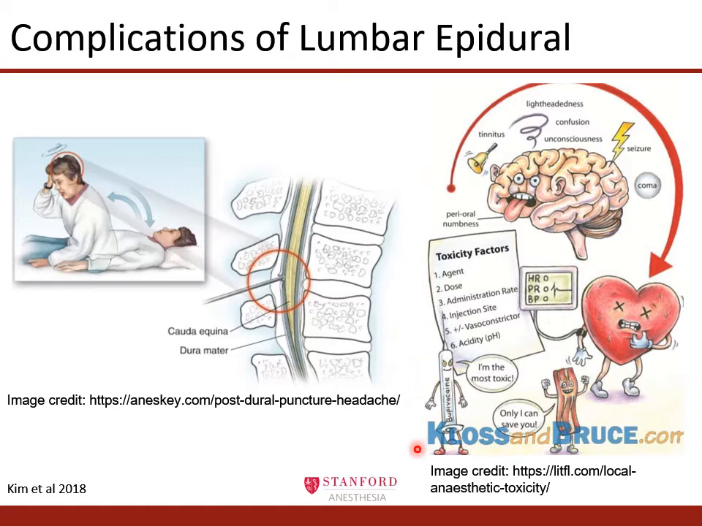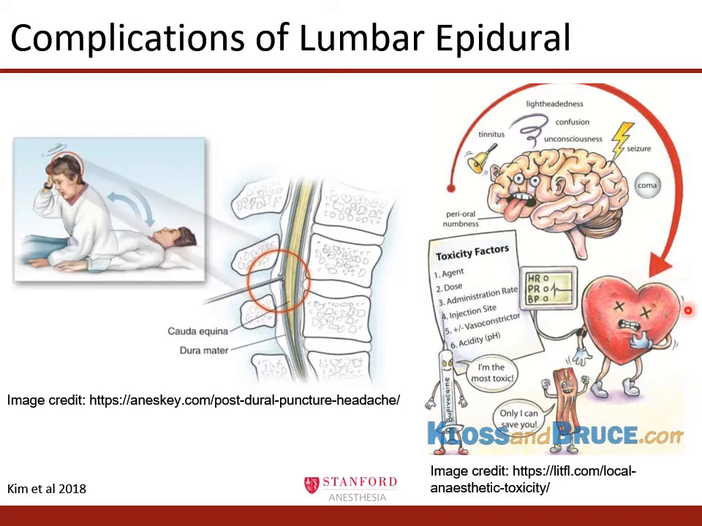Inadvertent vascular injection can lead to signs and symptoms of local anesthetic systemic toxicity. The 2 organ systems to consider with LAST include the heart and the central nervous system. The symptoms in the central nervous system that you'll note include perioral numbness, tinnitus, and seizure in the hyperarousal state, progressing to confusion, unconsciousness, and even coma as the toxicity worsens.